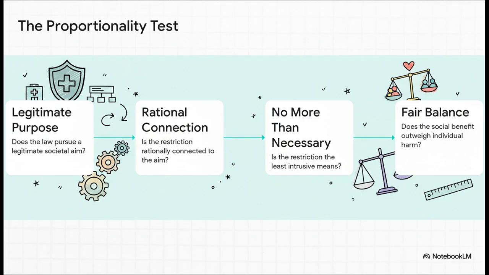And 4, does the law strike a fair balance between the benefit to society and the harm done to the individual? And get this, the government has to win on all 4 points. Fail one, and the law can fall.